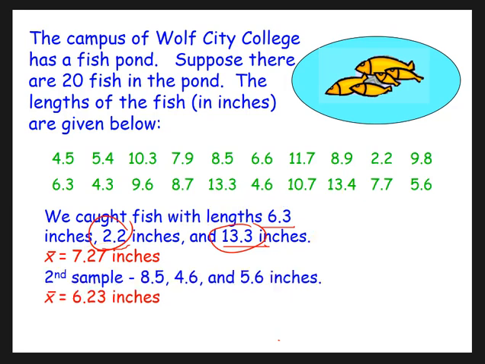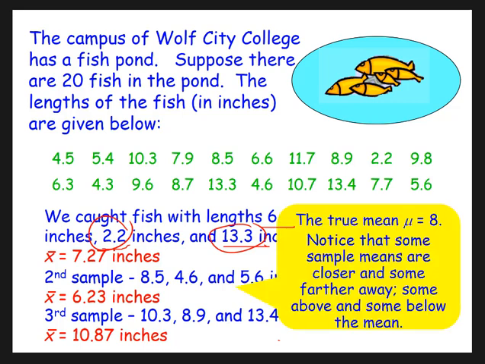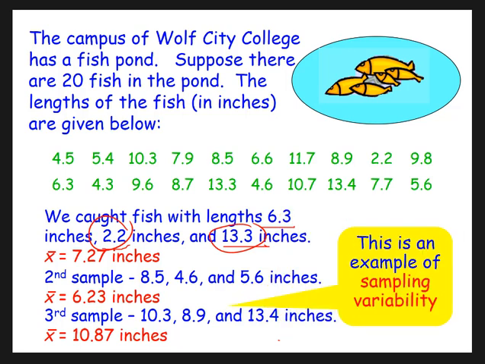Now let's do some more samples. Our second sample has fish of 8.5, 4.6, and 5.6. That gives us a mean of 6.23. That's different from our first mean. Our third sample has a larger mean. We have a sample of 10.3, 8.9, and 13.4. That has a mean of 10.87. So notice all those means are different. There's variability in that sample statistic, but we can predict that variability. The true mean of this population was actually 8. So notice those are all fairly close to 8, but they varied a little bit in one direction or another. That is called sampling variability, and that's what we're going to look to quantify here.